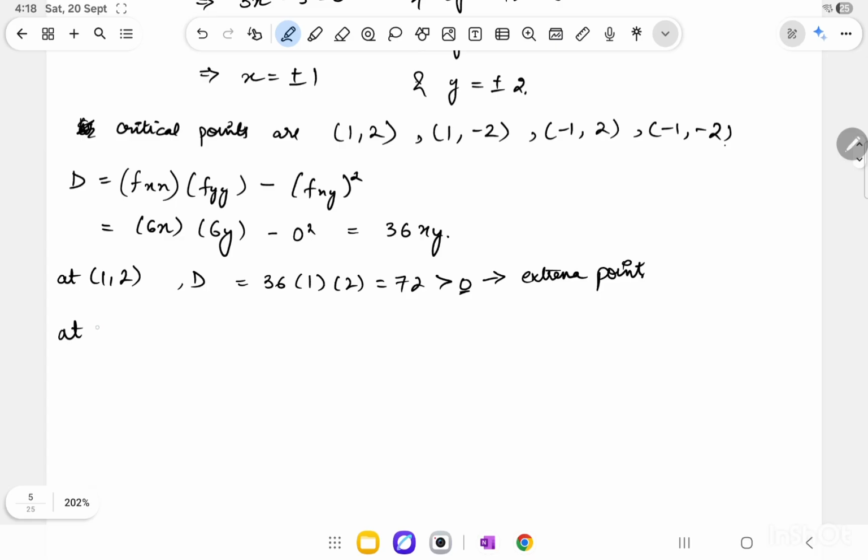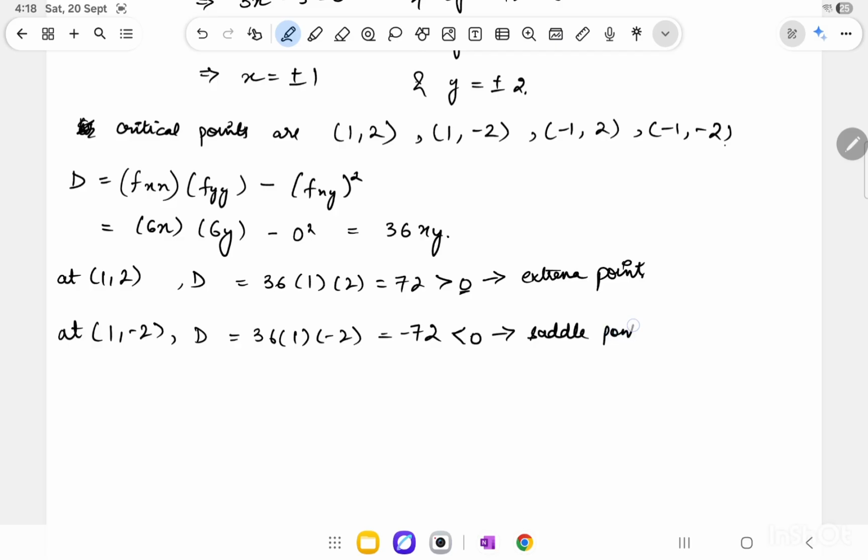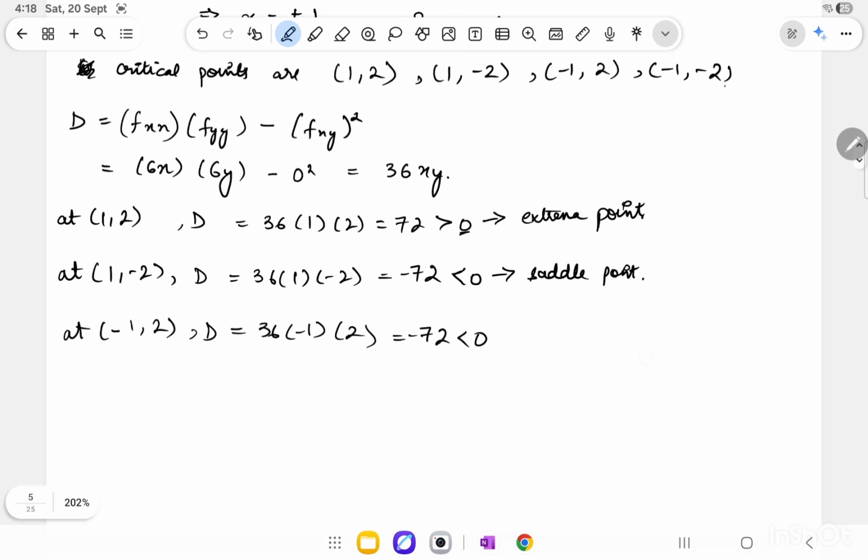And at (1, -2), D is basically 36 into 1 into -2, that is -72, which is less than 0. So it's a saddle point. Likewise at (-1, 2), D is basically 36 into -1 into 2, that is negative of 72, which is also less than 0. So it is also a saddle point.